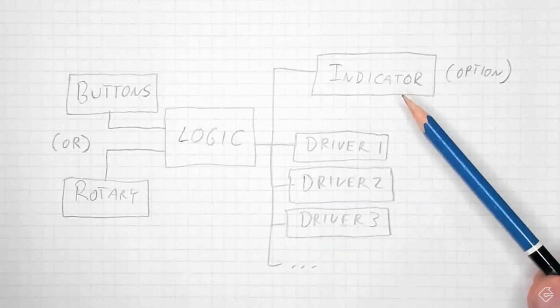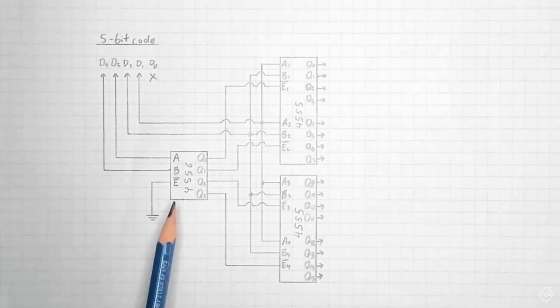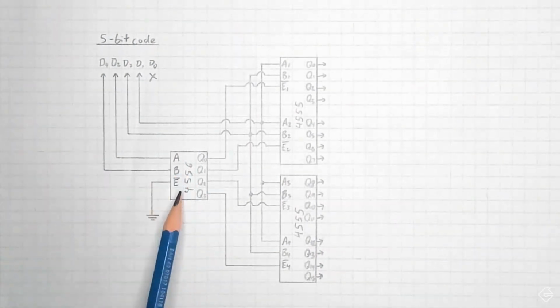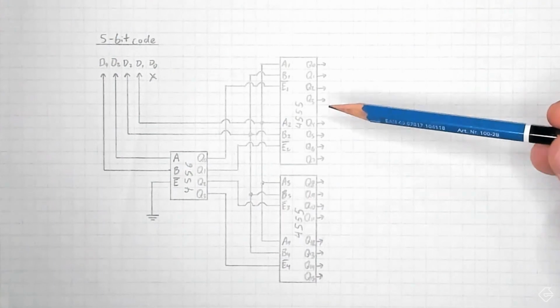Today, we're going to start with the easiest one. Let's start with the indicator. And if you remember, the indicator looked like this. It used 3 chips, and those chips were a 4556 chip up front and 2 4555 chips.